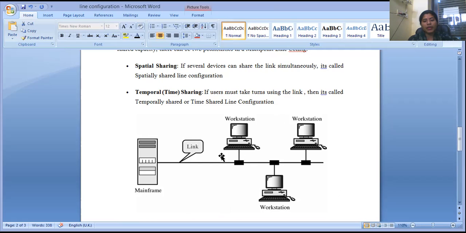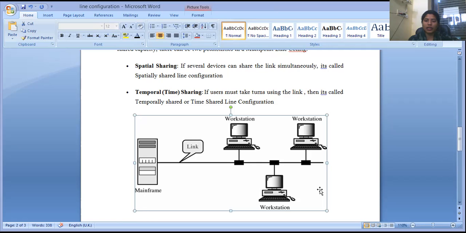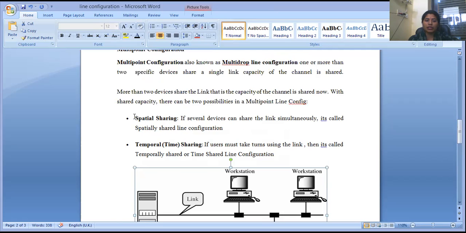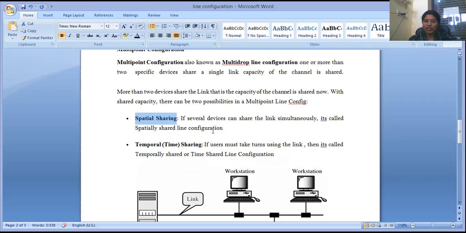Clear? So what will the disadvantage be? Suppose some errors are generated in one system, then the rest of the systems will get the same information and can work properly on whatever work is required for the end users. Clear? And there are two things also possible in multi-point line configuration for sharing. Spatial sharing is when devices share the link simultaneously, and temporal sharing is when they use the link in turns. This is called temporal sharing in link line configuration.